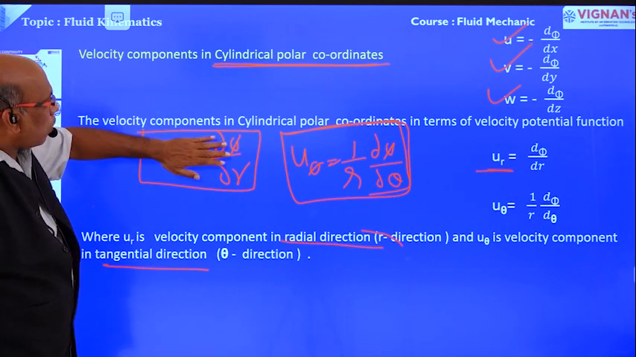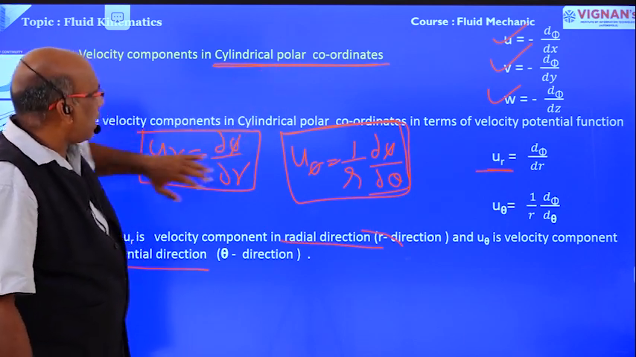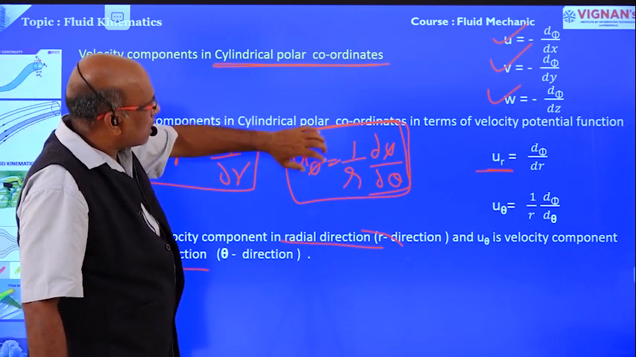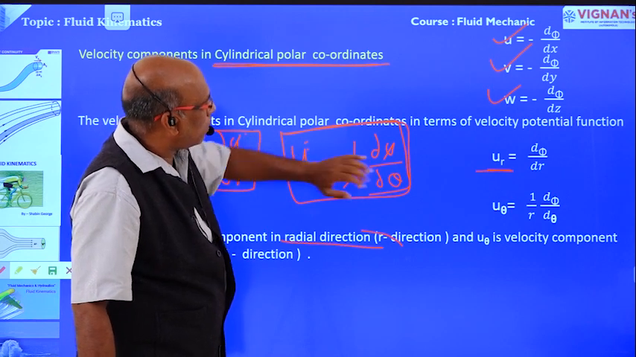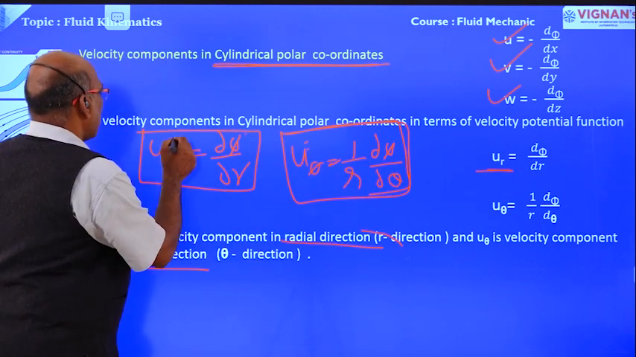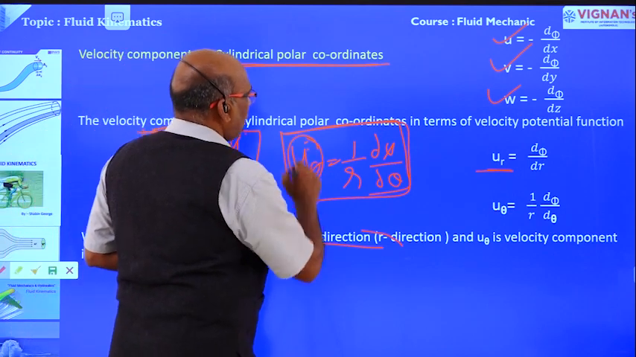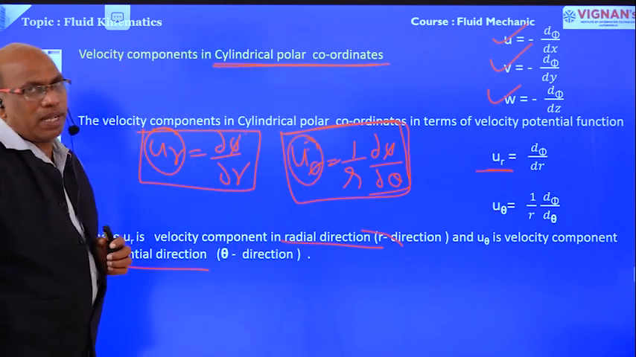So the velocity components in cylindrical polar coordinates are u_r equal to dou phi by dou r, and u theta equal to 1 by r into dou phi by dou theta, where u_r is the velocity component in the radial direction and u theta is the velocity component in the tangential direction.